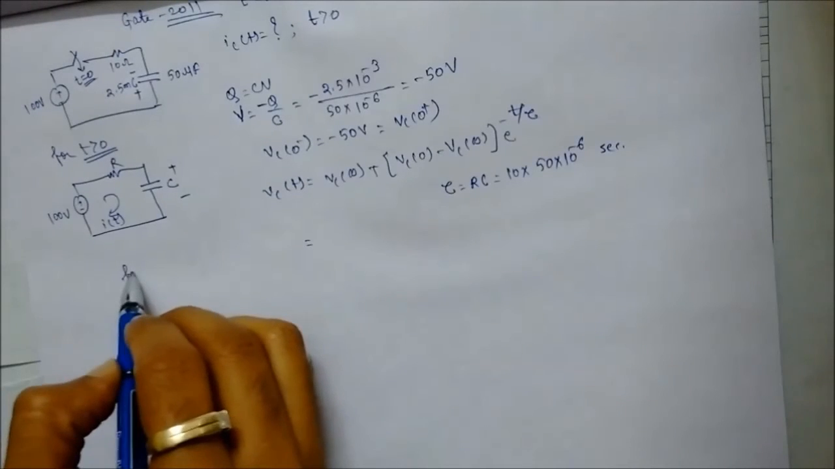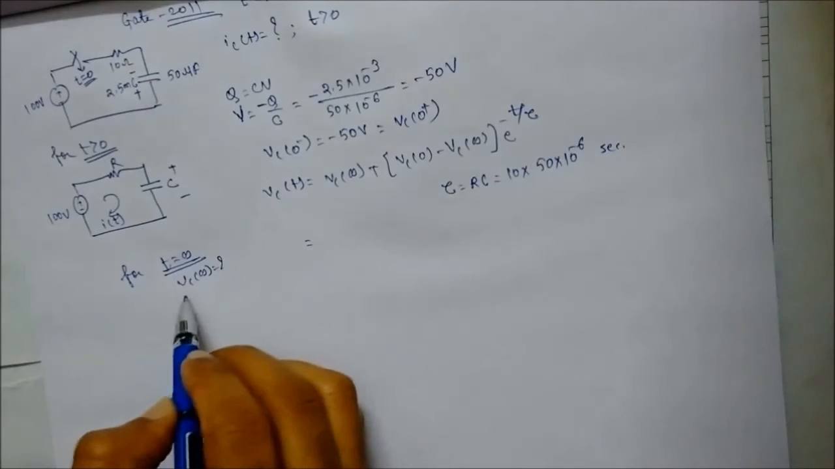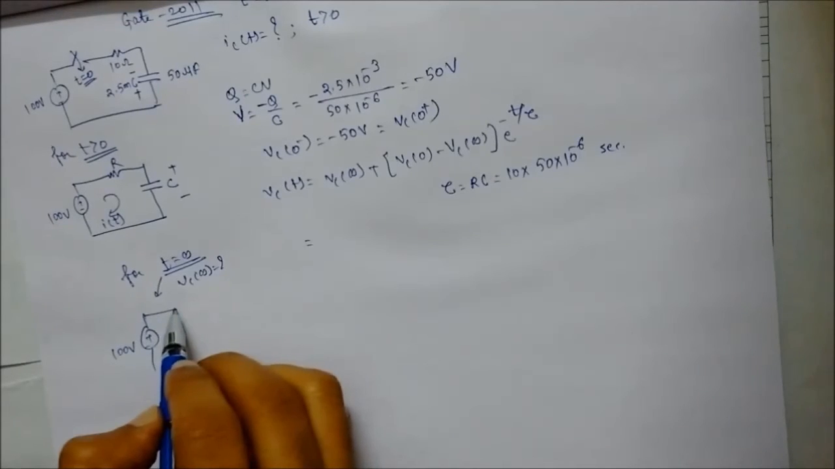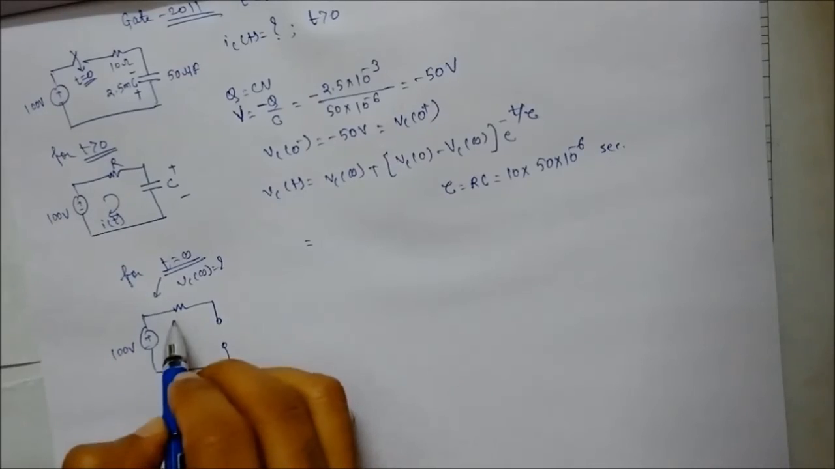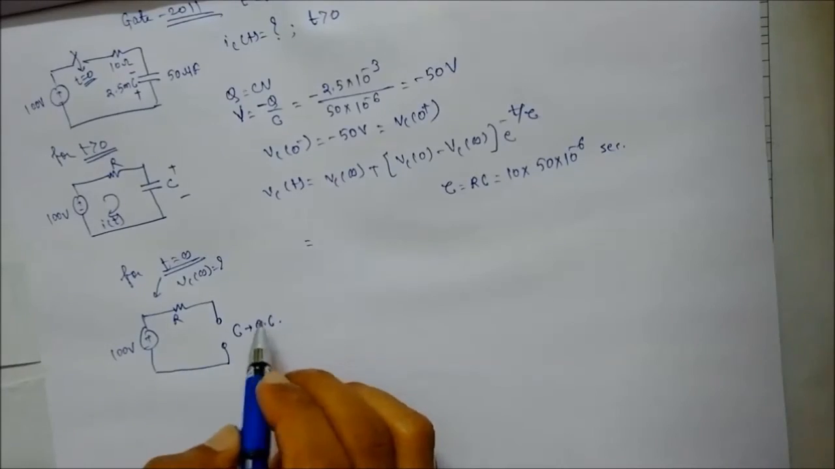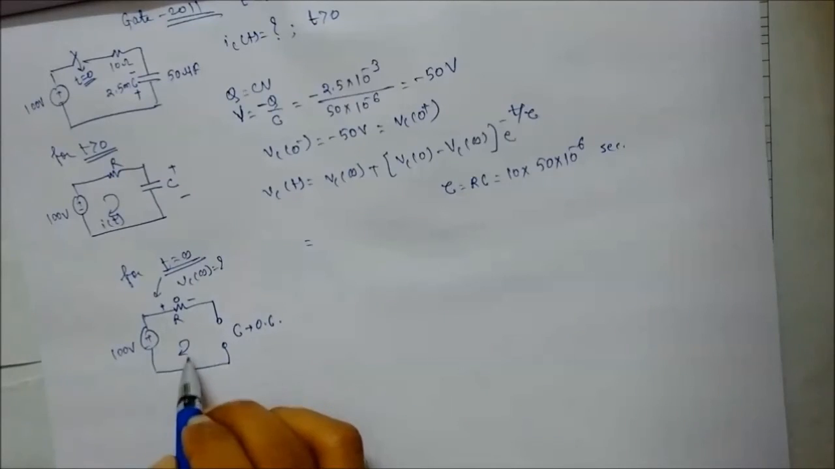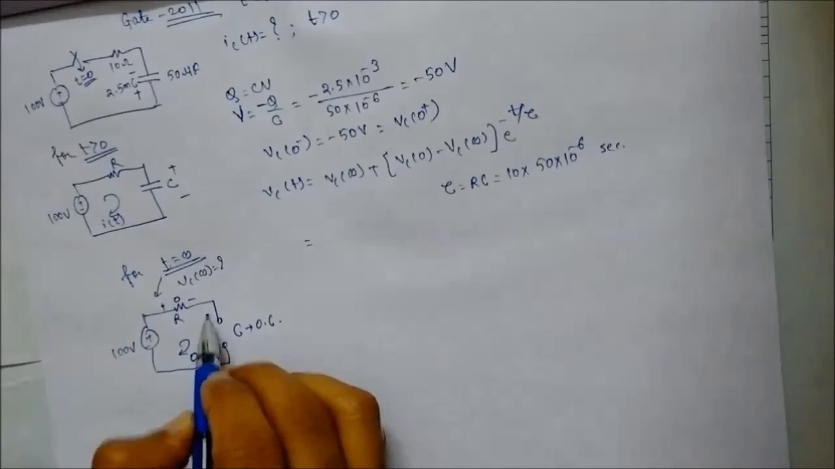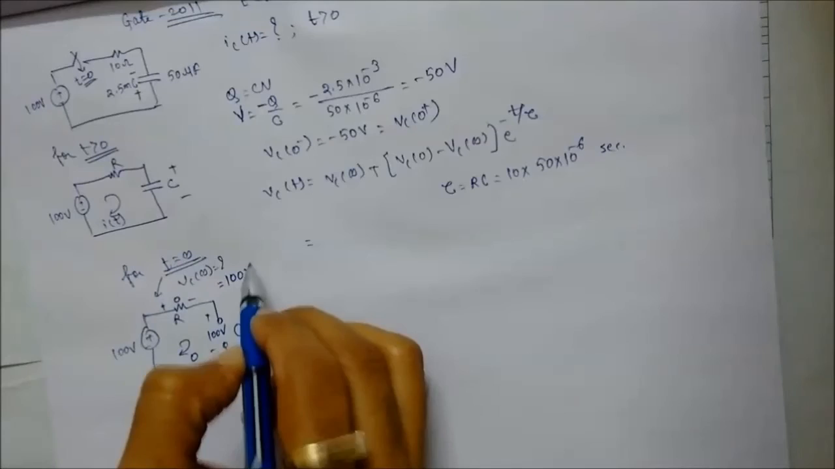Now for t is equal to infinity, we need to find out VC at infinity. For t is equal to infinity, we will redraw the circuit, and it will be in steady state. It has attained, or it has stored, the maximum capacity of charge it can store. So the capacitor will act as an open circuit in steady state, and there won't be any drop across the resistance, since the current passing through the circuit will be 0 because the capacitor is open circuited. So 100 volt will appear as it is across the capacitor. So VC at infinity is equal to 100 volt.